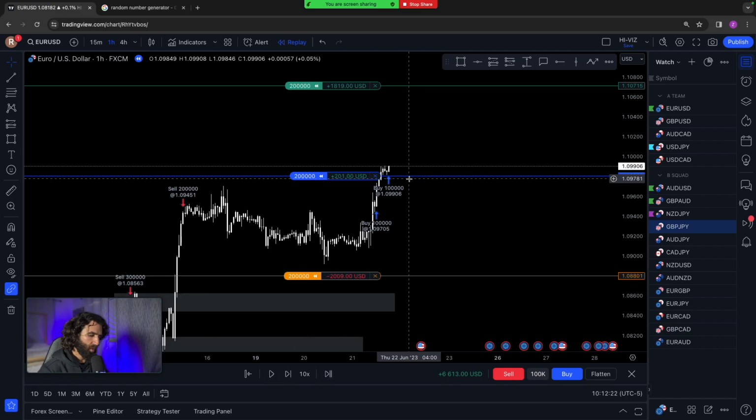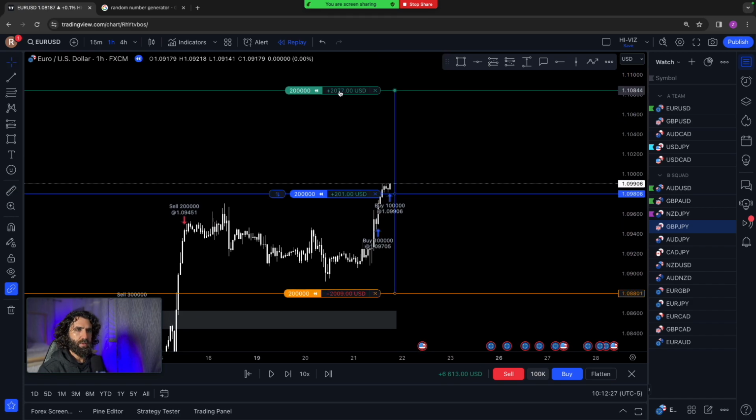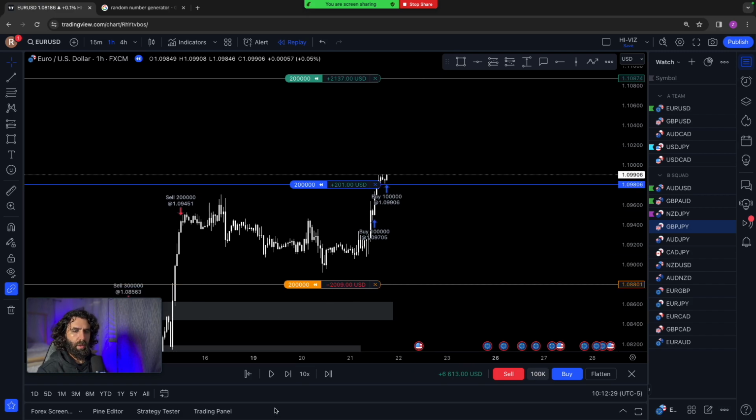Why did I end up with 100 pips? Yeah, I was a little bit short on this one. Let's extend that out so we keep a 1-to-1 or more.